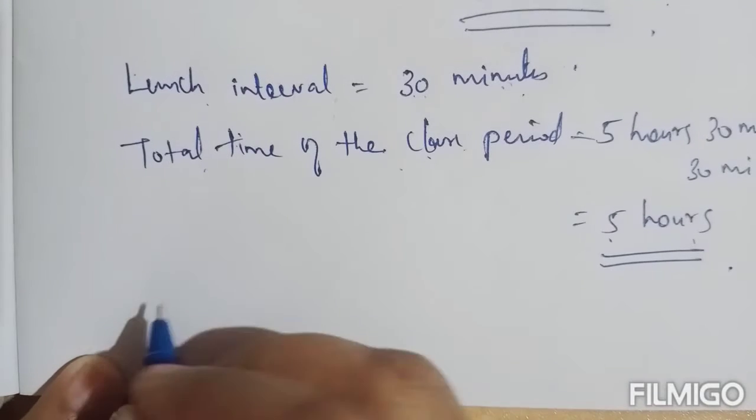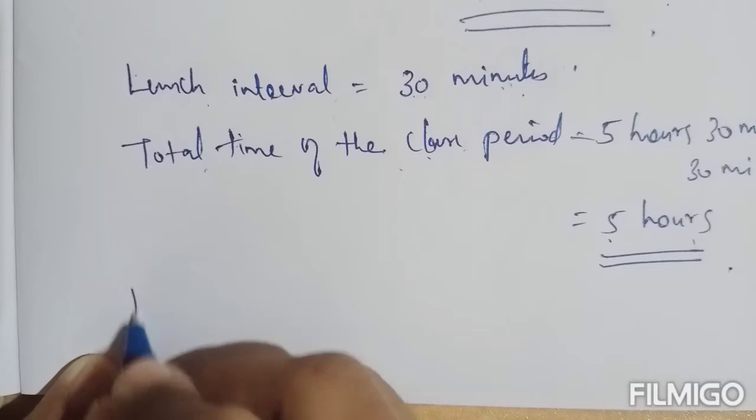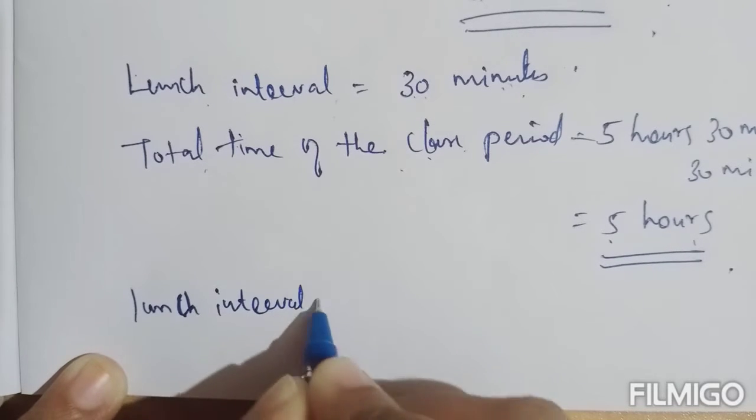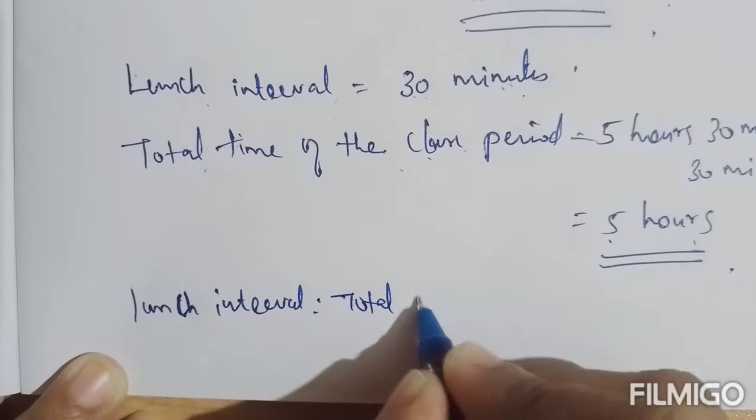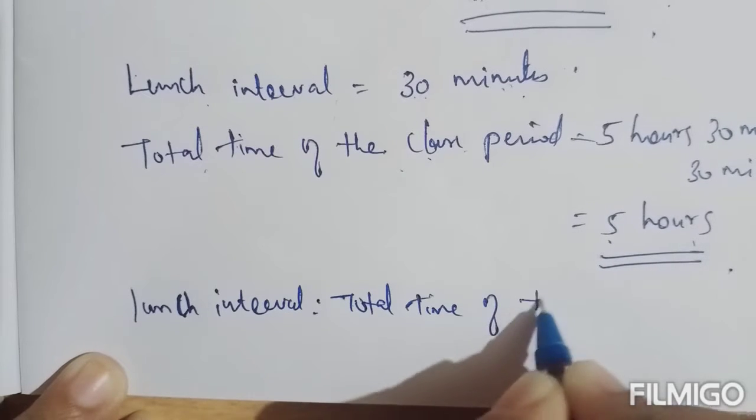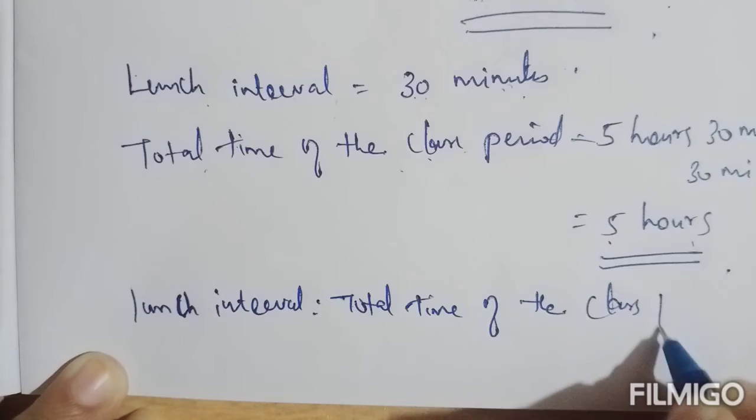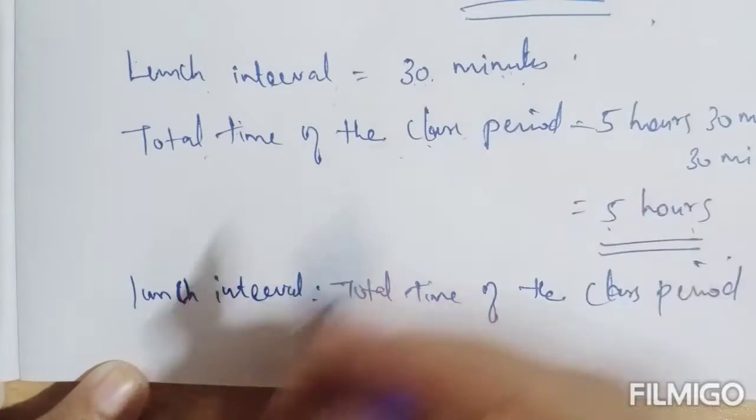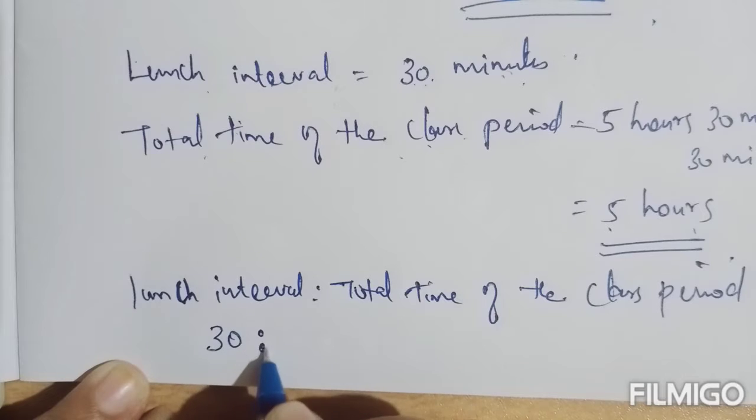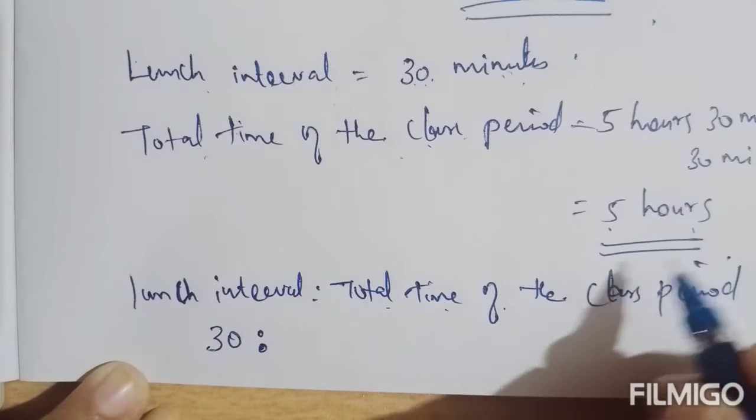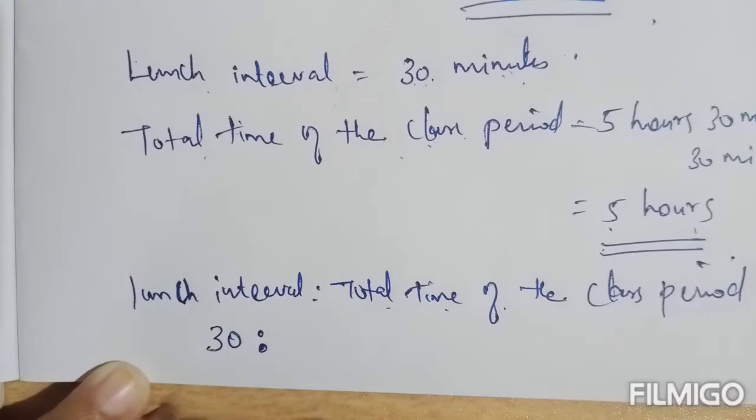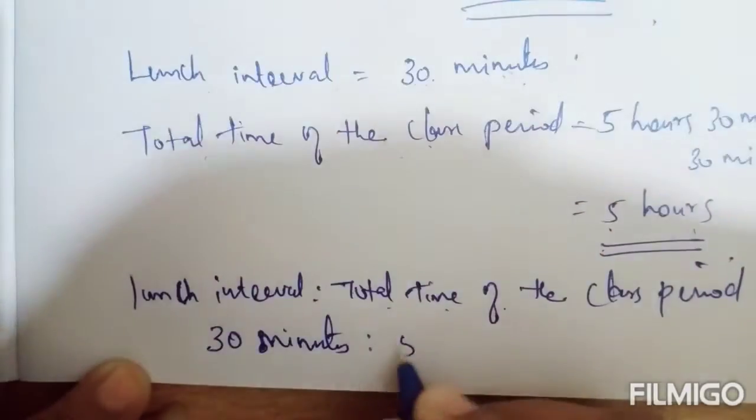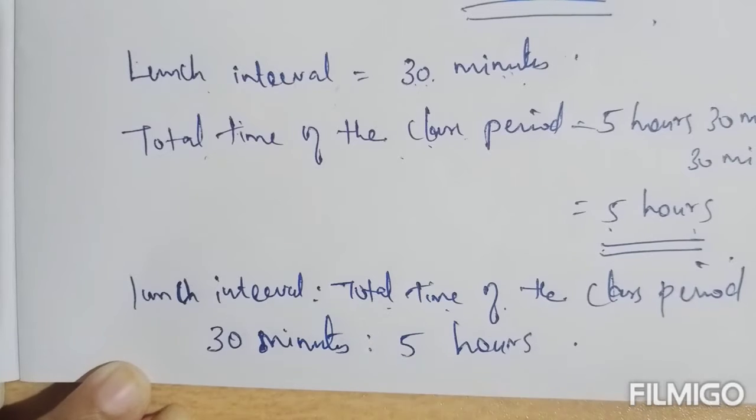Now in the question we have to find the ratio of the lunch interval to the total time of the class period. The lunch interval is 30 minutes, so you can write 30 is to the total time of the class period, which is 5 hours. 30 minutes is to 5 hours.